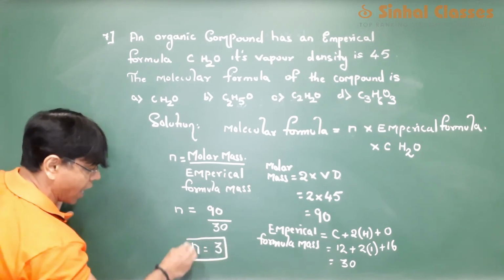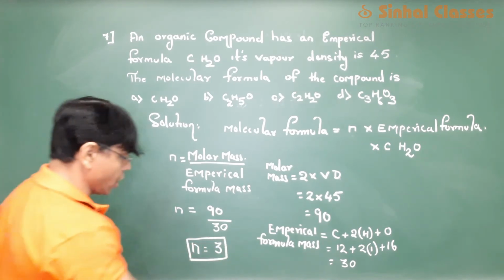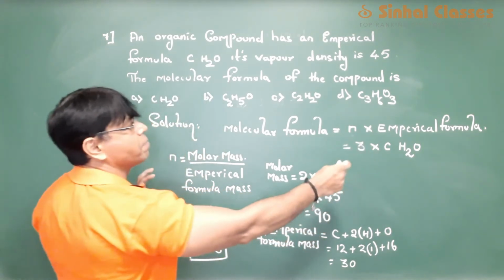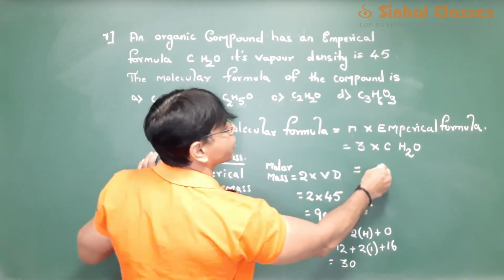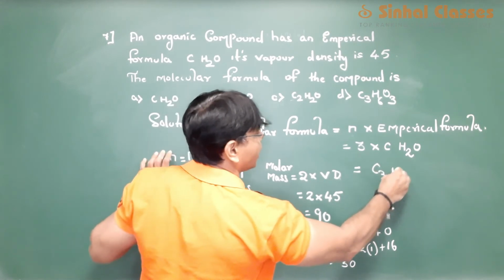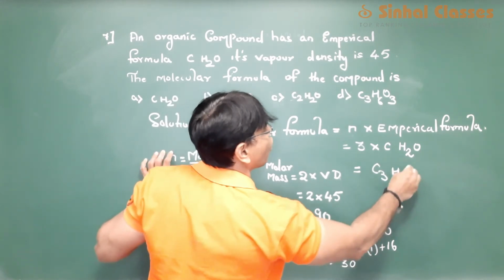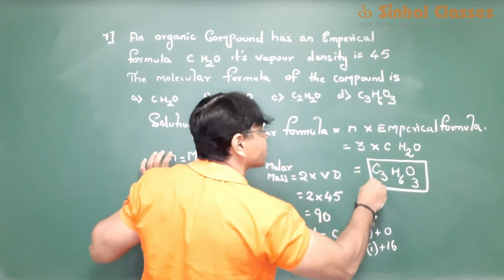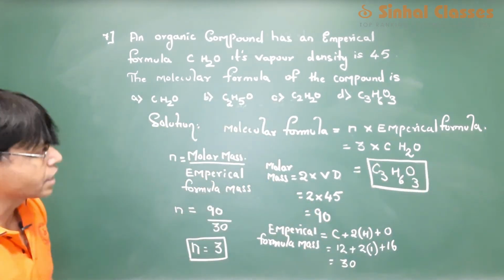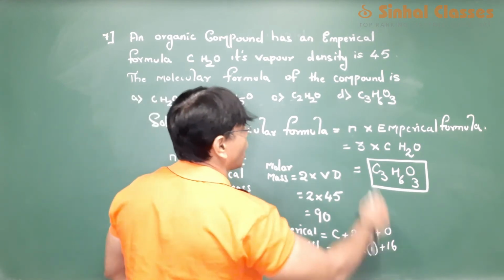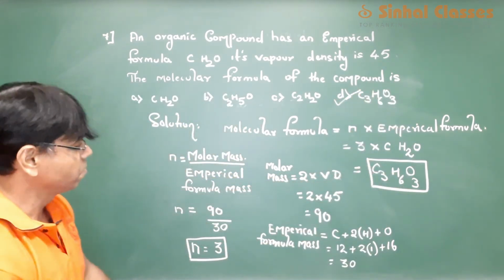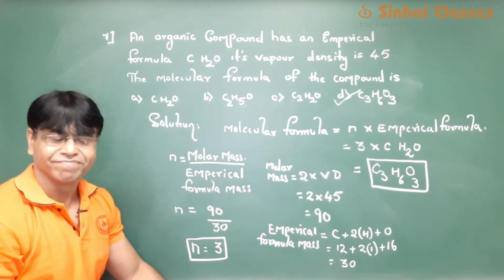So you got your N now. Once you have got your N, you can put it here, 3. So now just simply multiply it. So this will become C3H6O3. So your answer for this question is C3H6O3. So the answer is D, which is the correct answer. Very simple to solve.